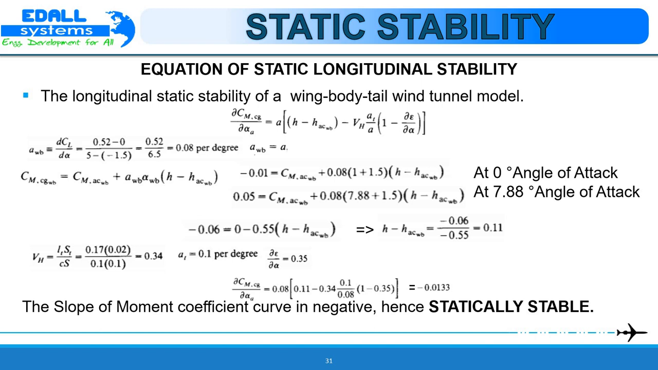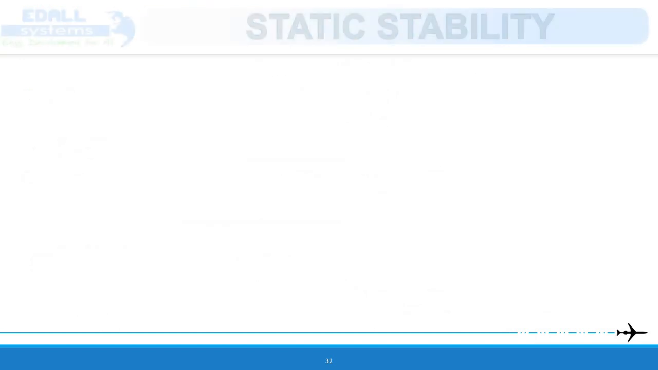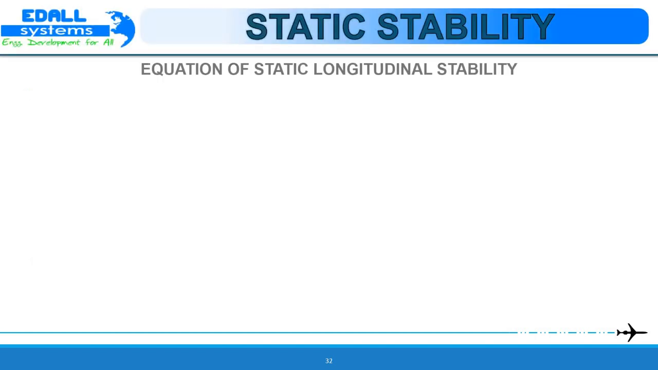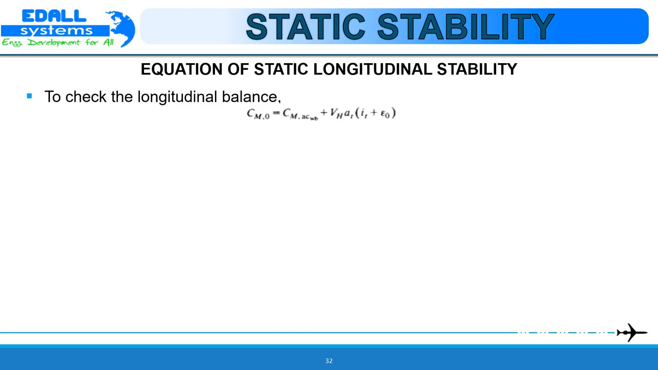Is the model longitudinally balanced? To answer this, we must find the coefficient of moment, which in combination with the preceding result, gives the equilibrium angle of attack. So here we have Cm naught is equal to Cm, that is coefficient of moment along the aerodynamic center with respect to the wing body, plus the tail volume ratio into the lift slope of tail into tail setting angle plus downwash angle when the wing body combination is at zero lift.